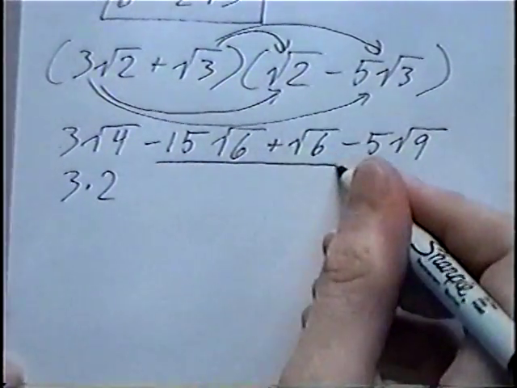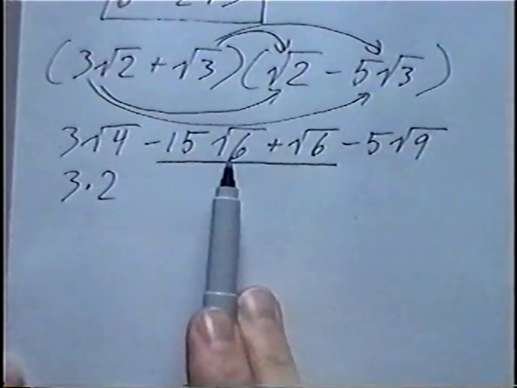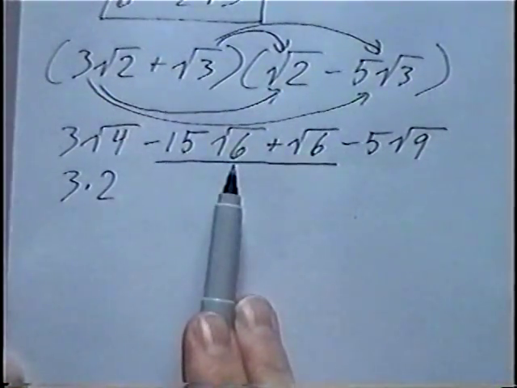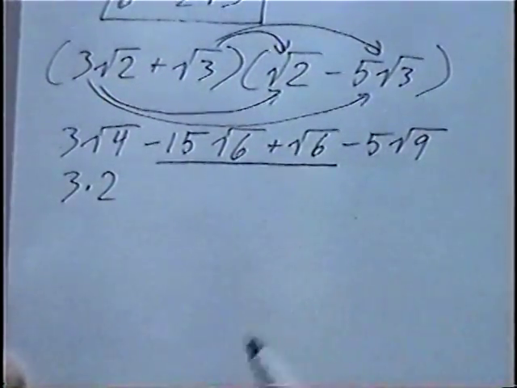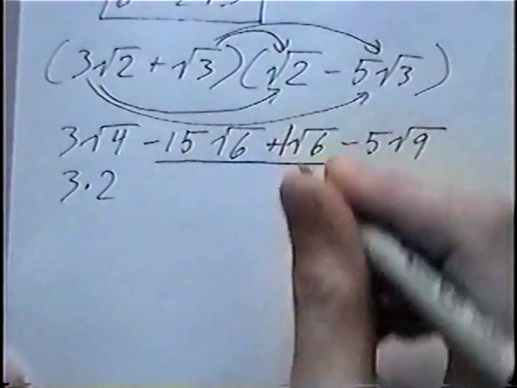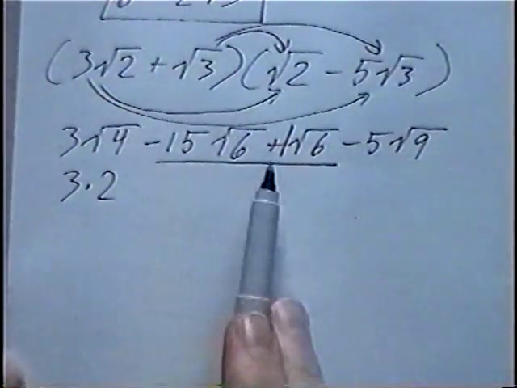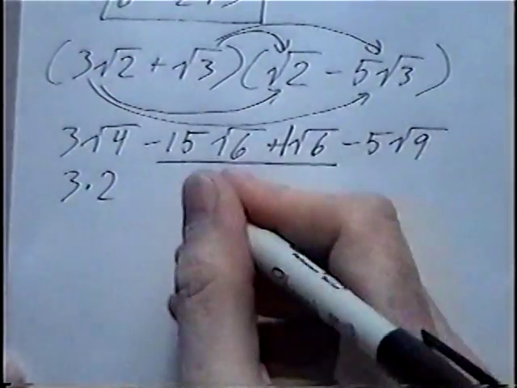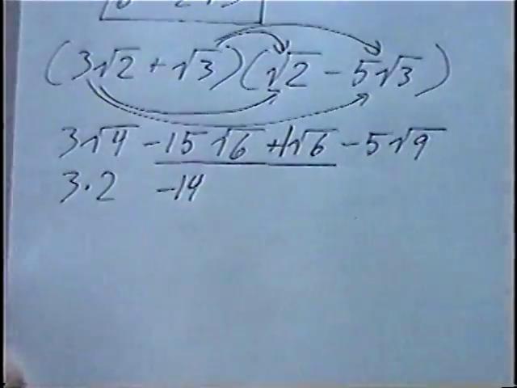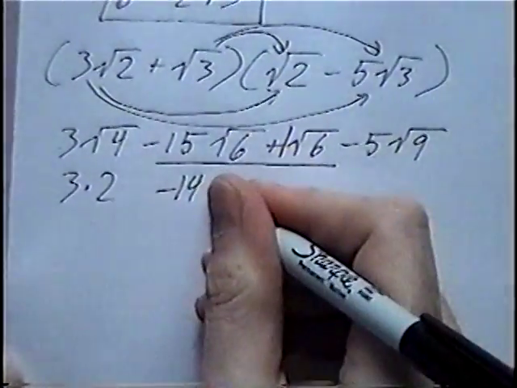These middle terms have the same radical or same square root. We have negative 15 radical 6 plus 1 more radical 6. We can put a 1 as the coefficient. Negative 15 plus 1 would be negative 14. And radical 6 would stay the same.